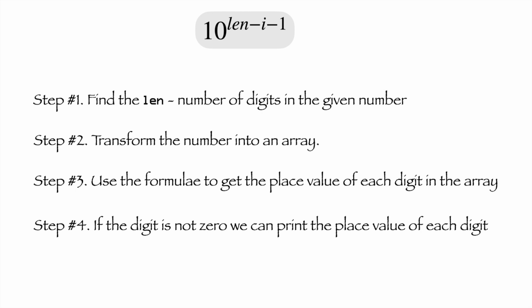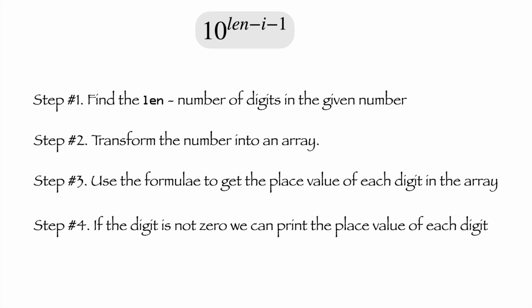We have to transform the given number into an array and use the formula, that is 10 power len minus i minus 1, that is the placeholder value, to get the place value of each digit in the array. If the digit is not 0, we print the place value of each digit. The place value is nothing but the digit times the placeholder value, that is 10 power len minus i minus 1.